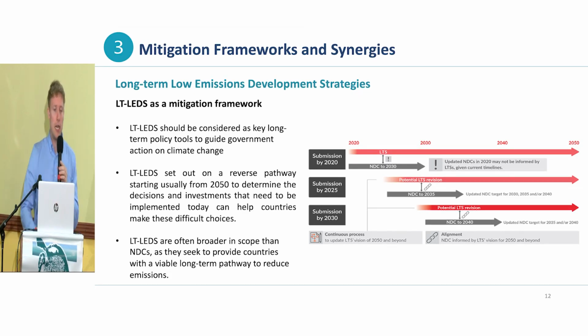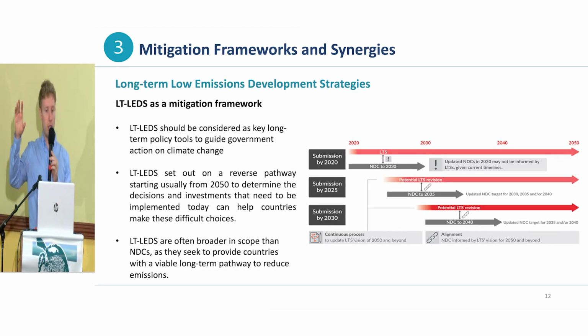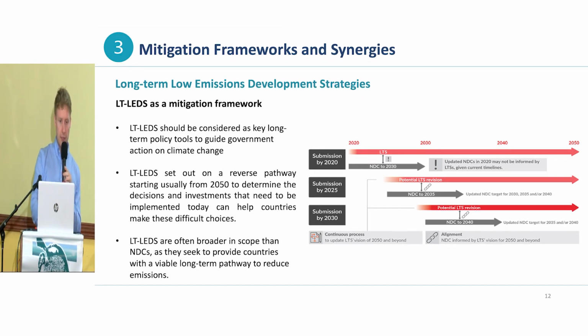Okay. Then moving from NDCs to a second point, which is the long-term low emission development strategies. We have that often develop net zero targets. It's sort of a reverse pathway, right? Where an NDC says we want to achieve this target and then we find the way, this starts from 2050 and then we determine all the decisions and investment that we need to get to that target, right?